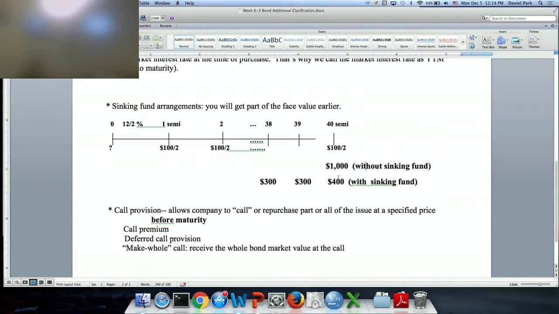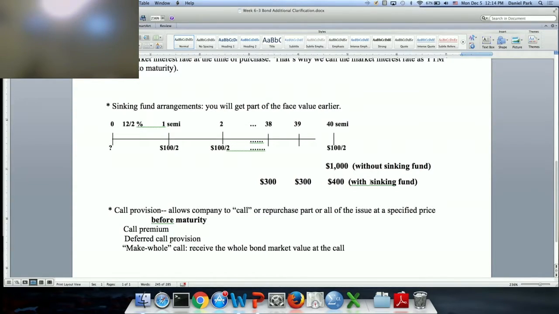If there is a sinking fund, that means this 1,000 par value or face value, you will collect earlier than the last period. So let's suppose in year 19, the 38th semi-annual period, the company pays 300 out of 1,000. In year 19, the 39th semi-annual period, the company pays 300. So even before maturity, you have already recovered the 600. Then the remaining 400 the company pays you at the end of the period. So you get 1,000, but your receiving of the par value is earlier. Part of the par value the company pays earlier than the maturity year.